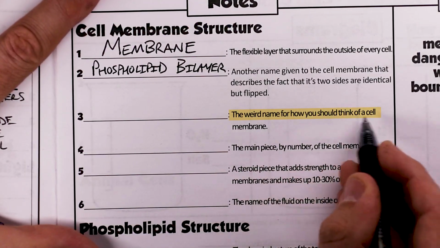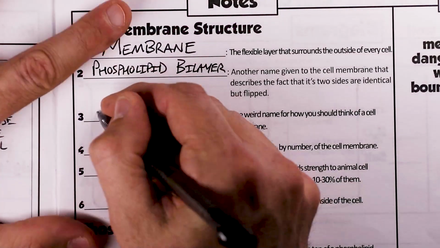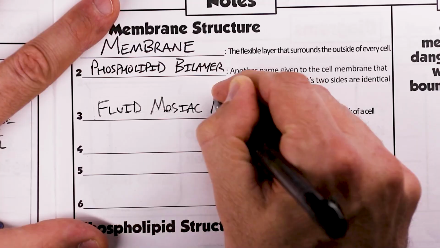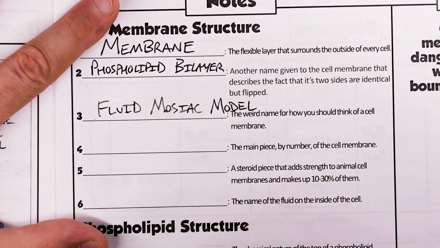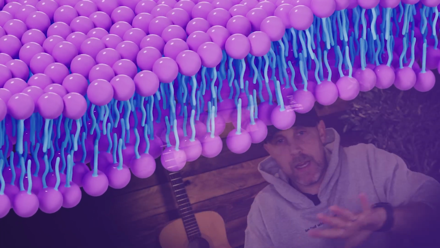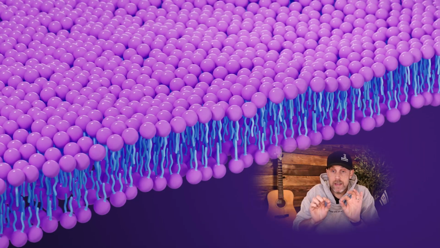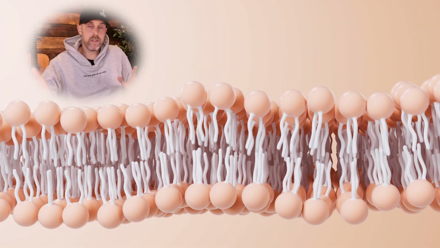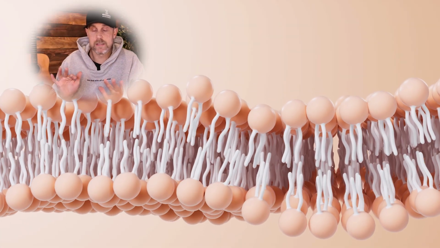The weird name for how you should think of a cell membrane is called the fluid mosaic model. It's a mosaic because it's made up of a million little molecules, and they're fluid. They can bend and move. And that's why when you push on your cells, they're squishy and they don't just hold firm, but they adjust to pressure, and not even the whole cell. Just one little part of the cell can bend and move. It's a very fluid thing. It's made out of 1,000 little pieces.